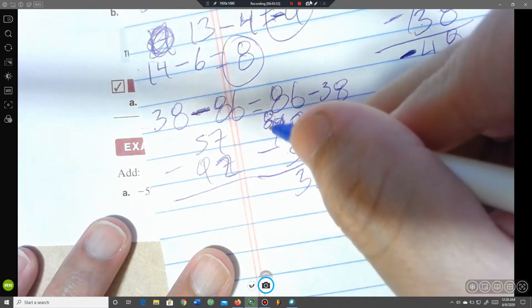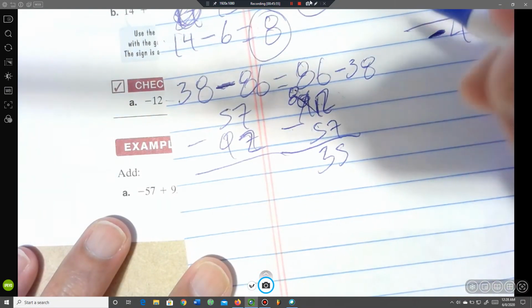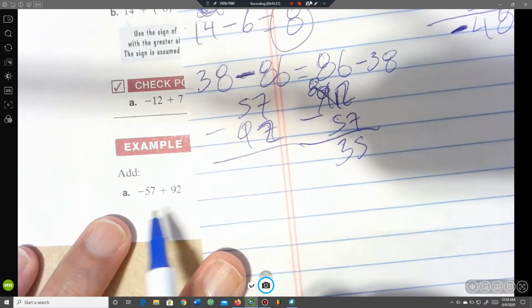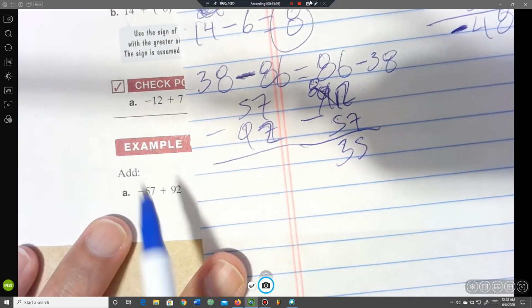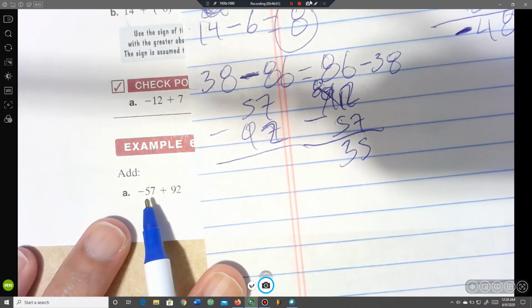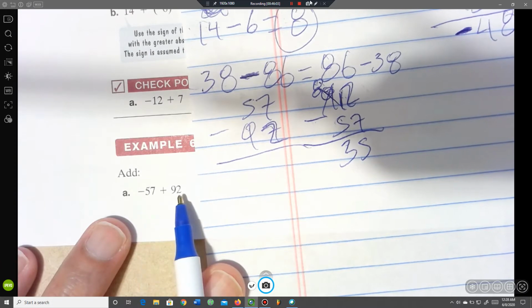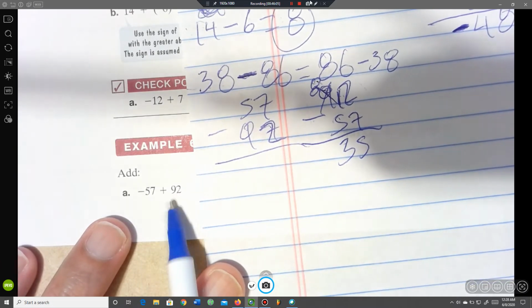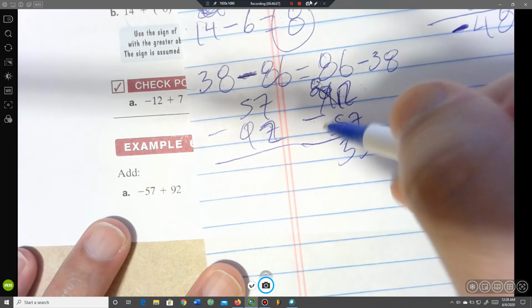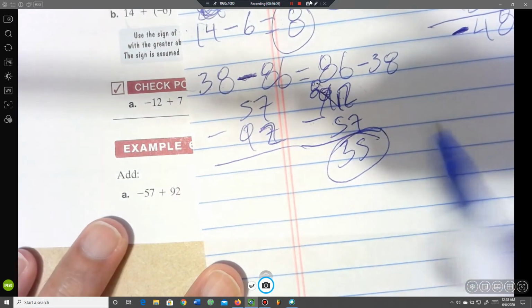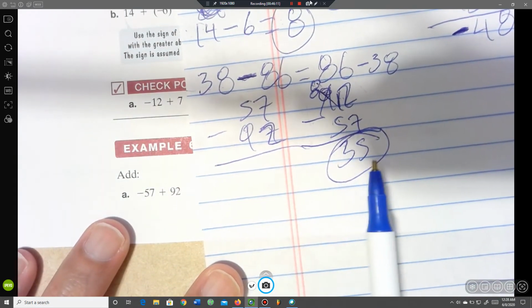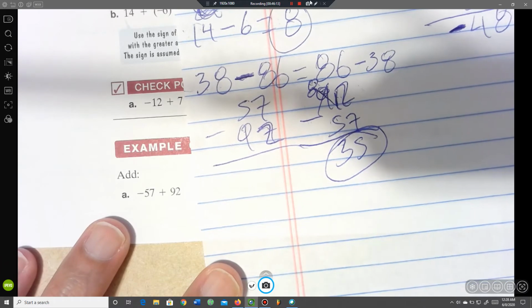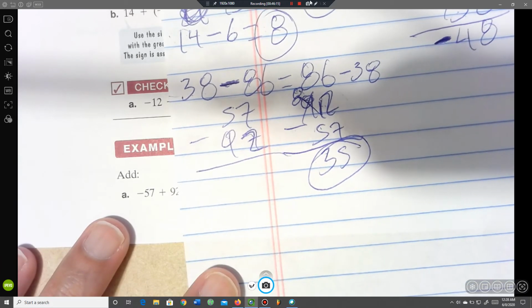It's 35, and I go back to my original problem, where I just look at the largest value. I know the largest value there is positive, so the answer should be positive. Okay, so 35 is the answer. Positive 35 is the answer.